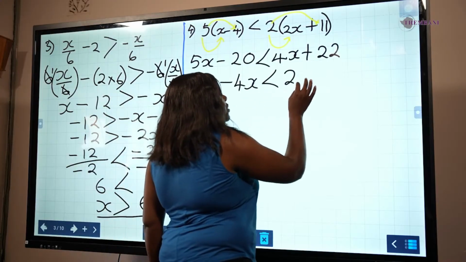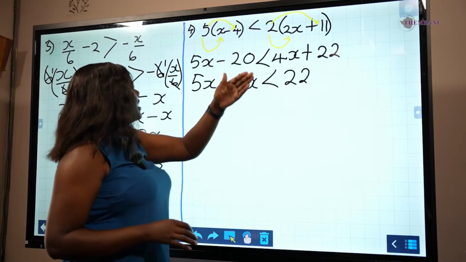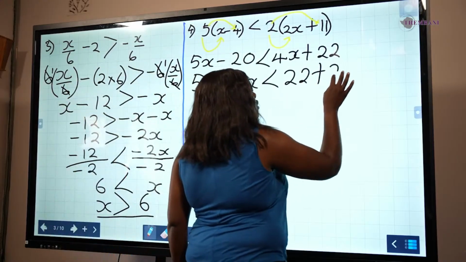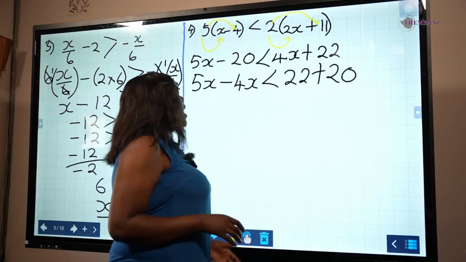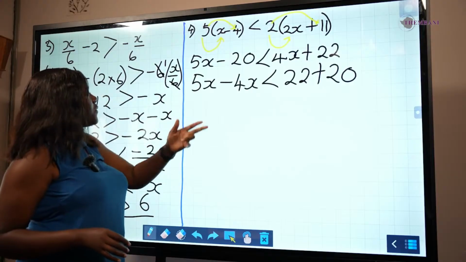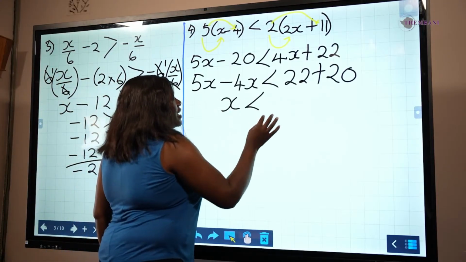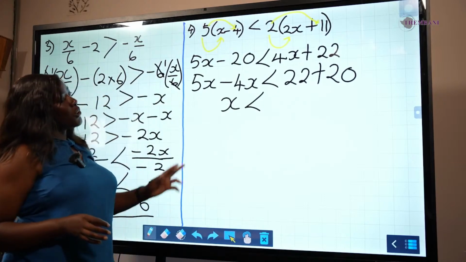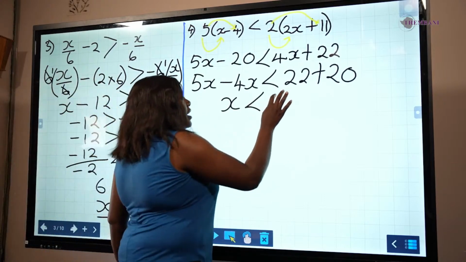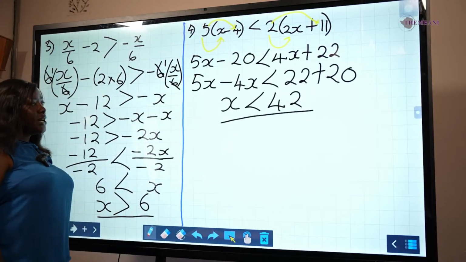This side we are left with positive 22. And then if we move our negative 20 to that side, it becomes a positive 20. So now I'm simplifying the left-hand side and also the right-hand side. So 5x minus 4x is going to give me an x. And then x is less than 22 plus 20, which gives me 42. This is the solution to that question.